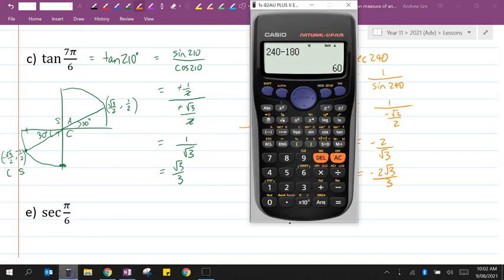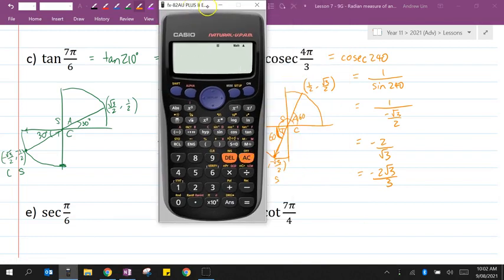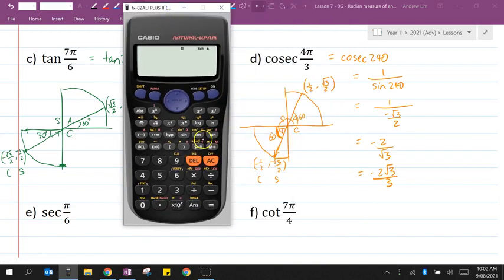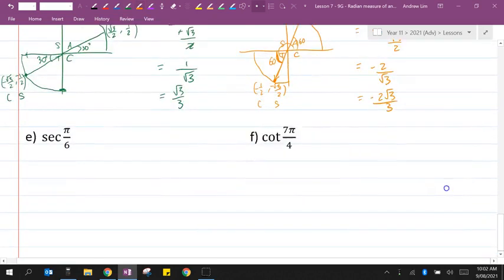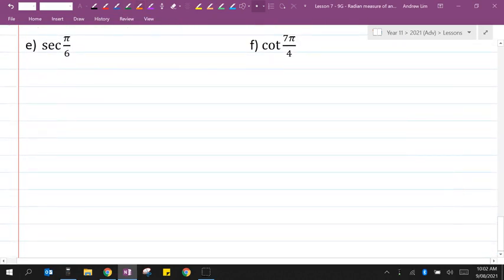Okay, let's check that. Cosecant is 1 over sine, so we have 1 over sine 240, negative 1.155, and if we do negative 2 root 3 over 3, negative 1.155. Excellent. Alright. Why don't you pause the video and have a go at questions E and F by yourself.